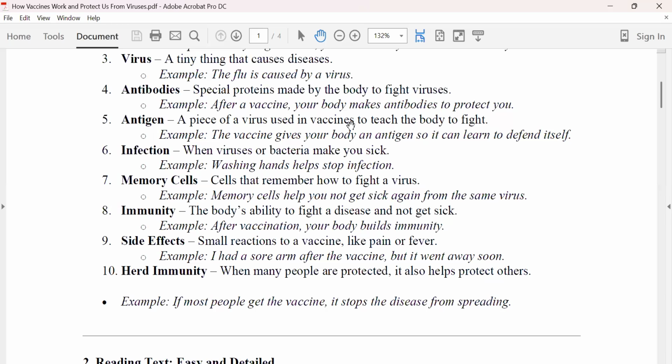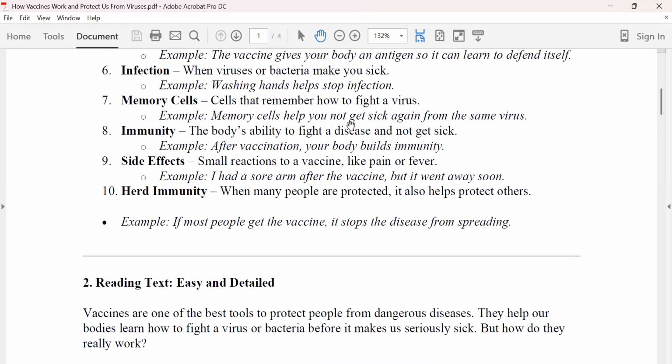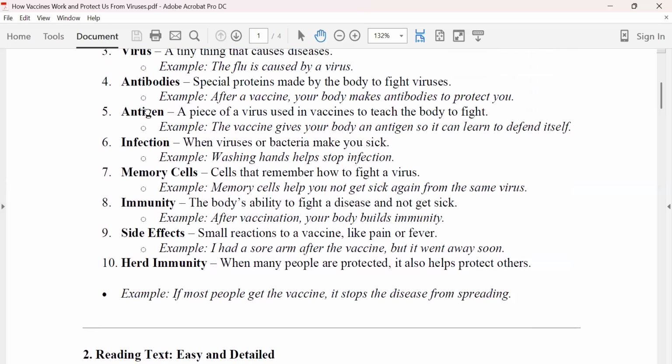Okay, good. I explained a little bit, but we have to go through the whole story, but it's just some questions. So okay, stop there. The antigen, right? Antigen, you understand? Number five, the antigen, okay? The antigen is the piece of virus.